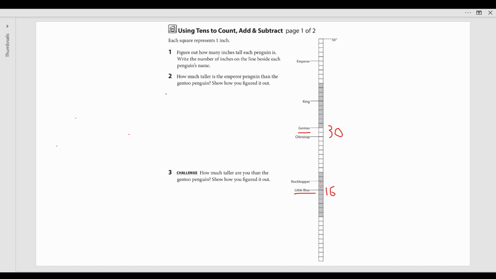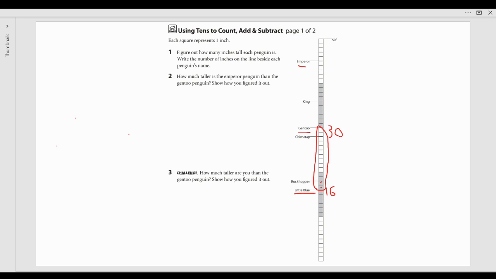For number 2, it says how much taller is the emperor penguin than the Gentoo penguin? Show how you figured it out. For this problem, you will be looking at the heights of the emperor penguin and the Gentoo penguin to figure out how much taller the emperor penguin is. To model this problem, I am going to figure out how much taller my Gentoo penguin is than the little blue penguin. To do this, I can look at the squares in between and count them up to find the difference between these two numbers.